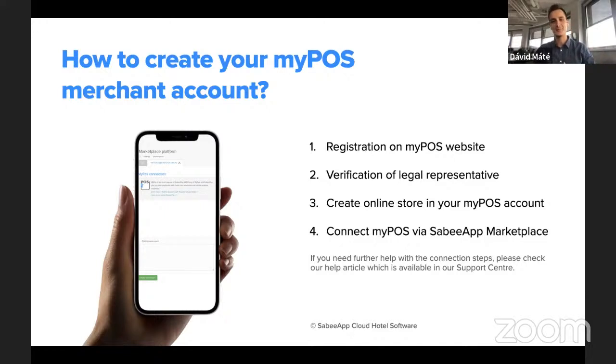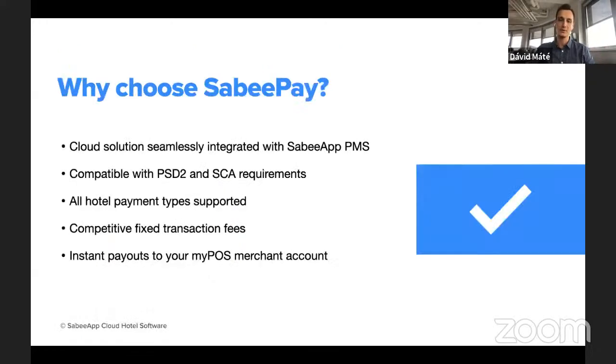The third step, once this is done, is to create an online store inside your MyPOS merchant account, and then logging into your SabeeApp account, you can make the connection with a couple of clicks through our marketplace. So these 4 steps are all it takes to get started and to start receiving payments, complying with PSD and complying with strong customer authentication.